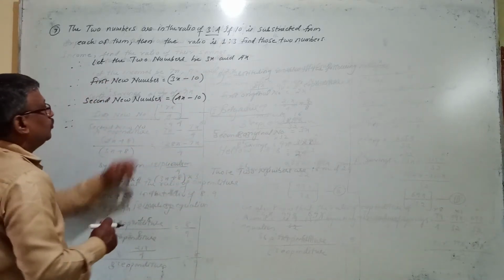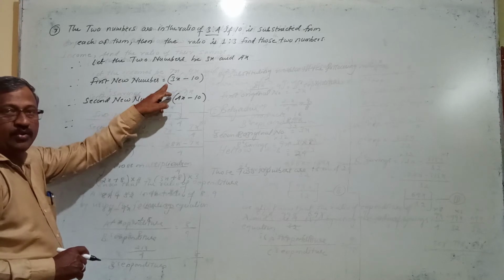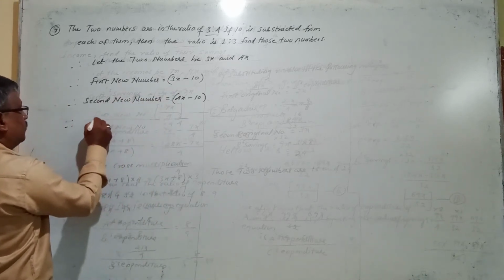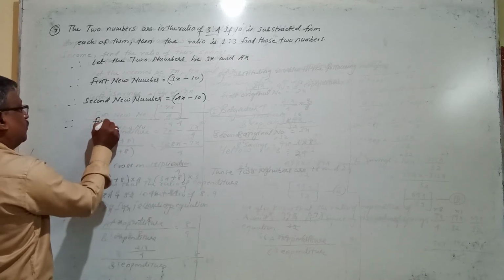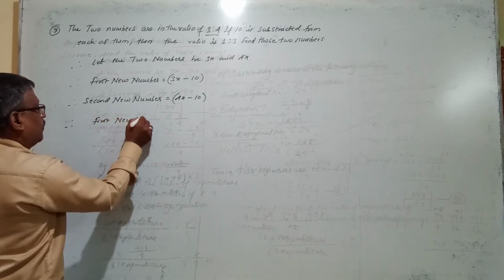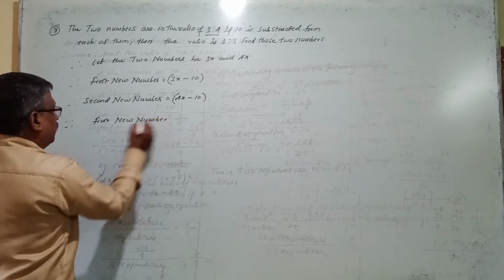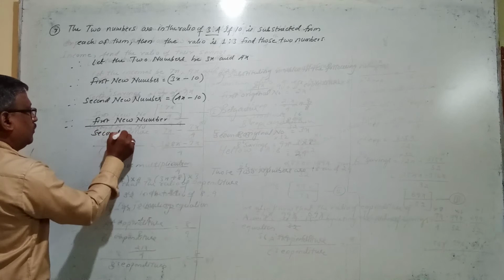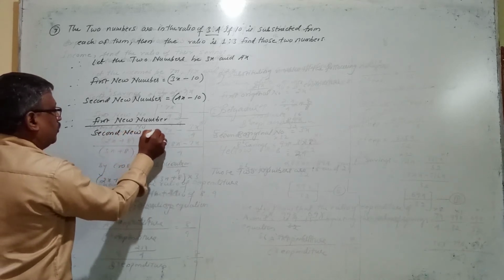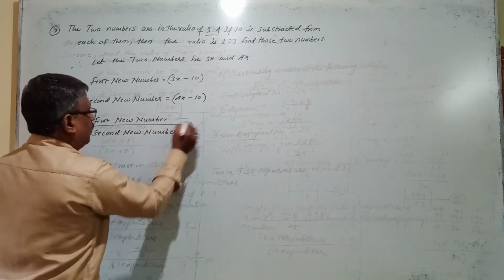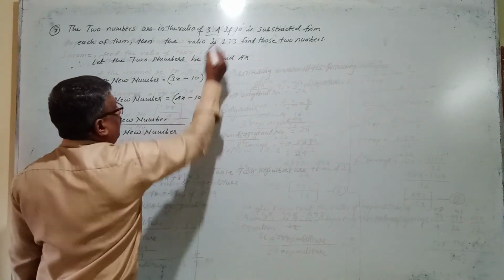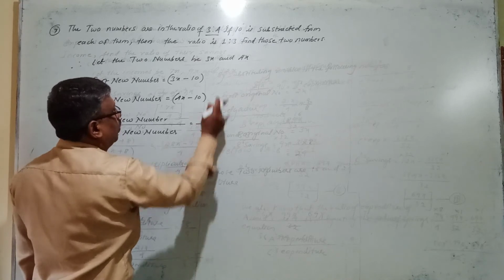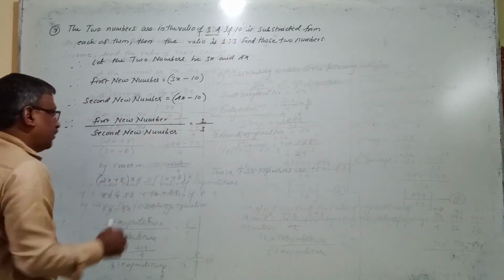For that, I am going to divide the first new number by the second new number. So the equation becomes: first new number divided by second new number must be equal to the ratio of the two new numbers, which is 1 divided by 3. They have given in the problem it is 1:3. So 1 divided by 3.